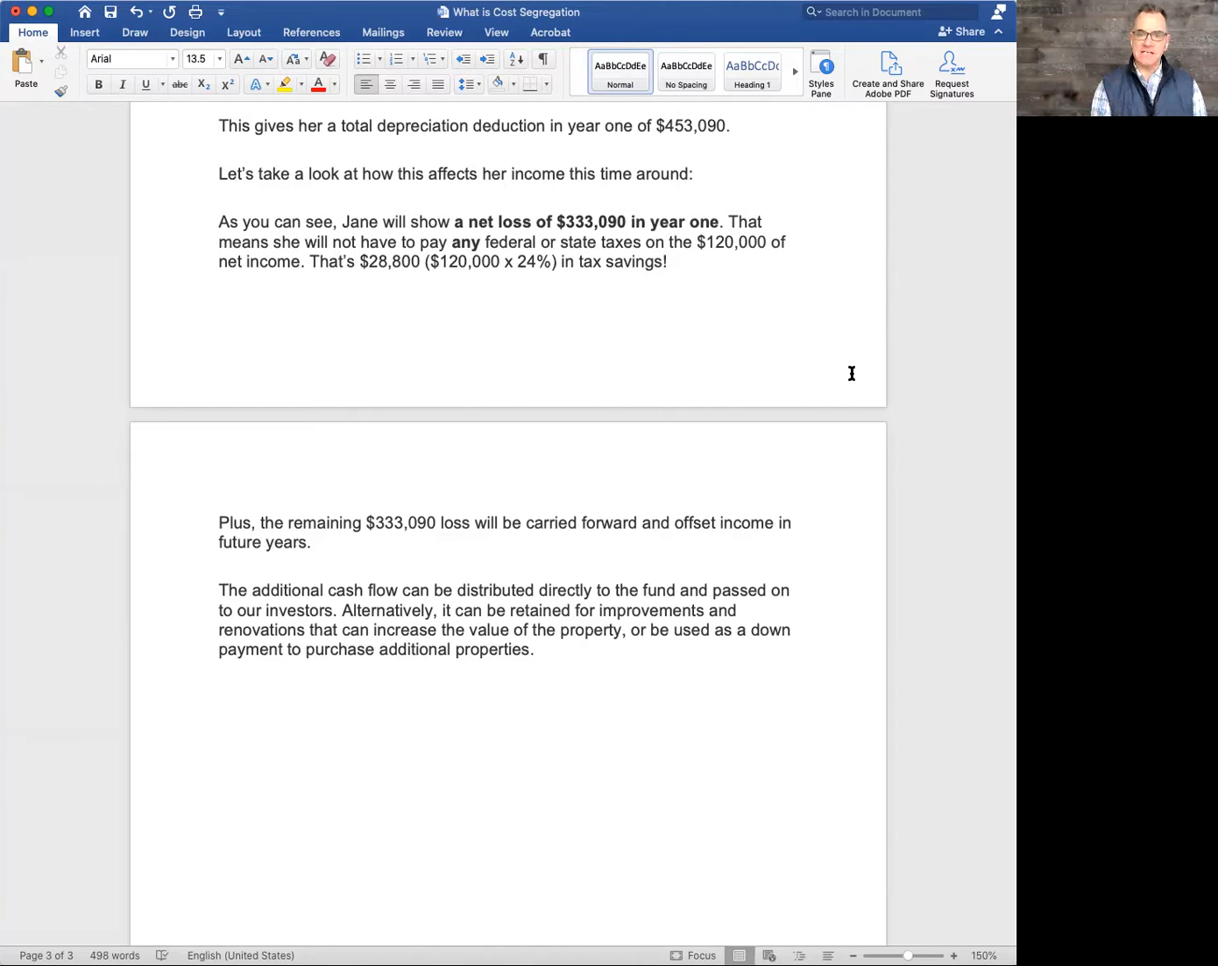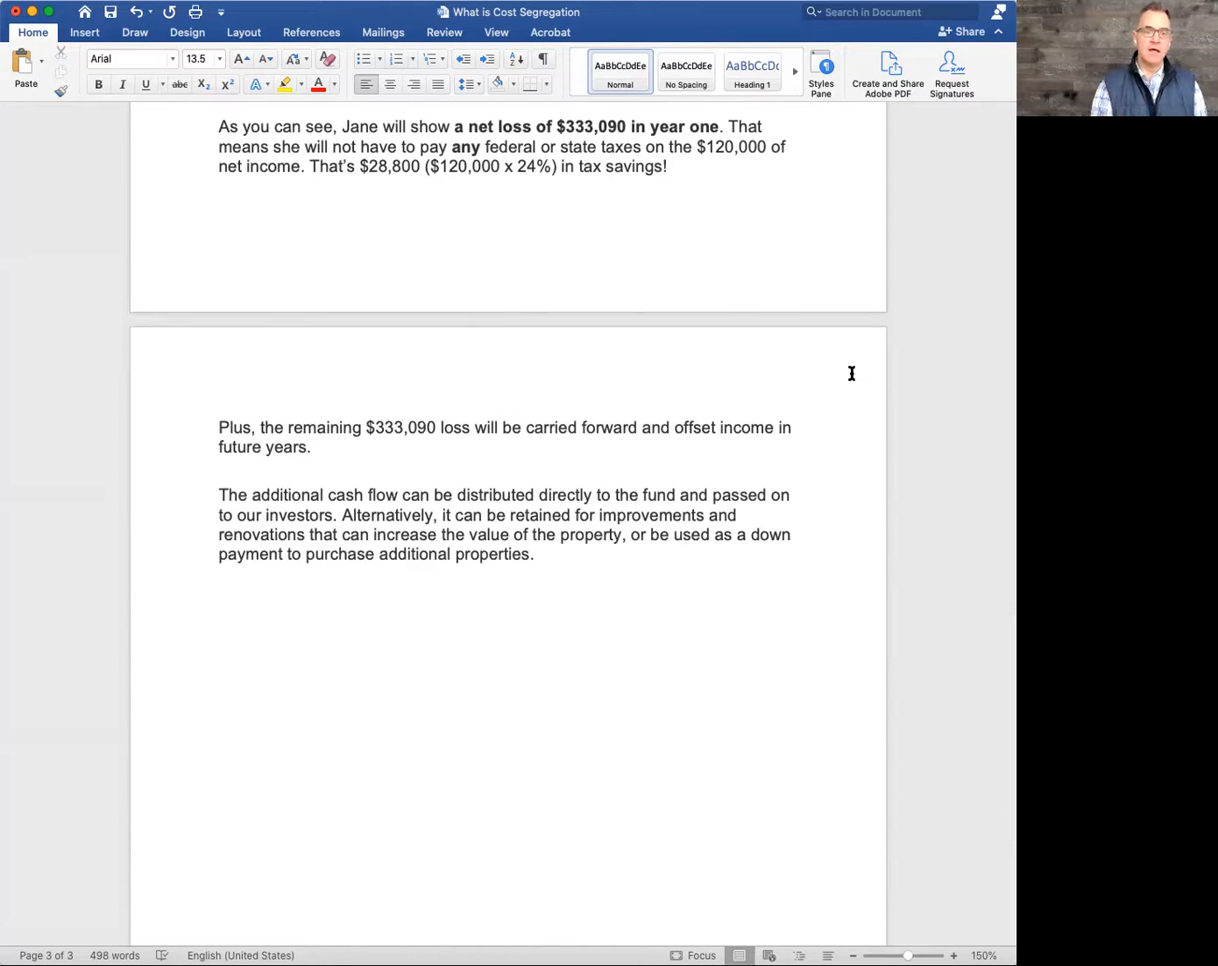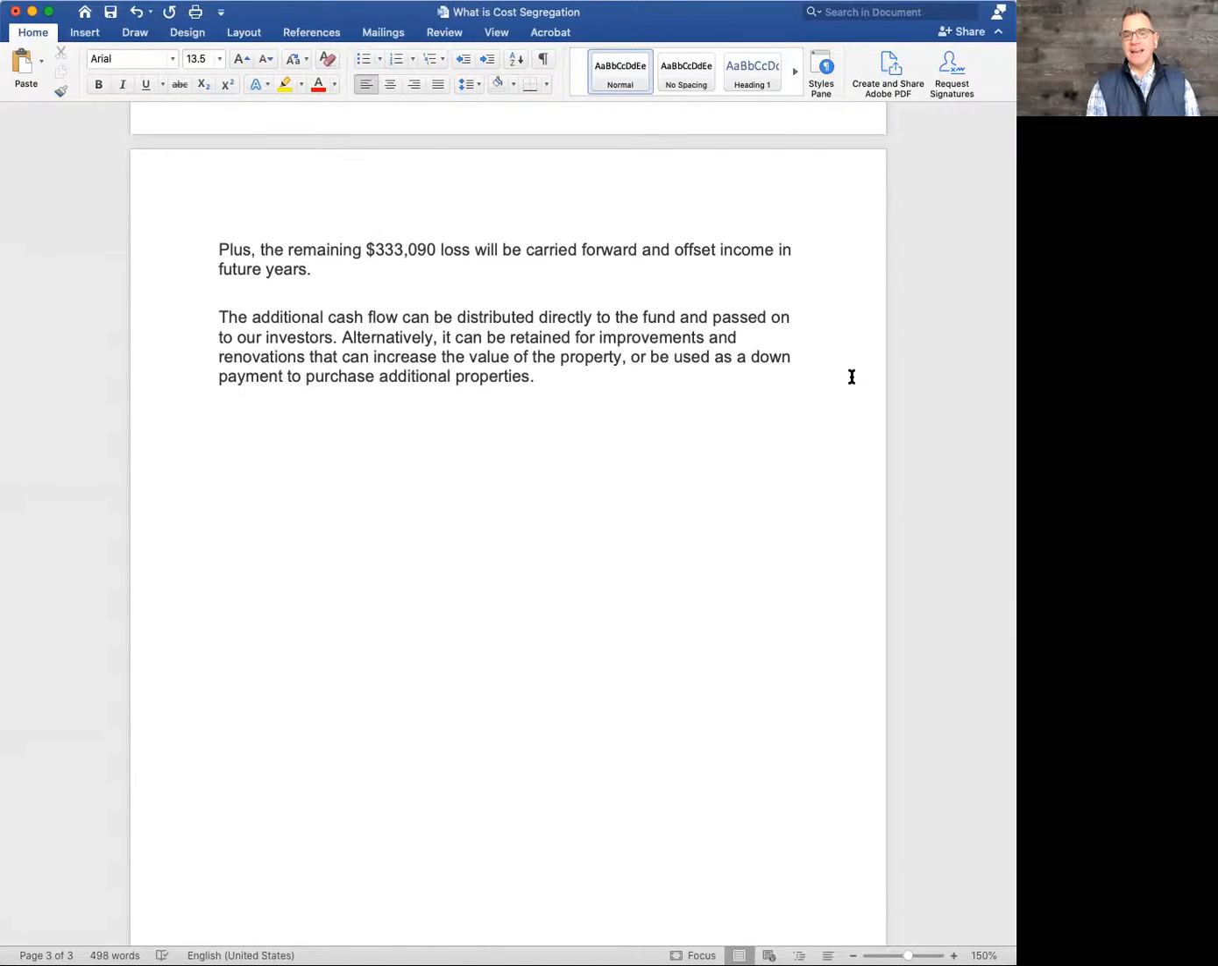That means we don't pay any taxes on the $120,000 of income, which is $28,800 in tax savings at a 24% tax bracket, plus the remaining $333,090 we get to carry over into the following year for additional write-offs. The additional cash flow can then be distributed directly to the fund, passed on to our investors. Alternatively, it could be retained for improvements in some of our other assets, or it can be used for a down payment. Now we've got capital that we're working with, that we've created through these tax strategies, to help with acquisitions of other units.